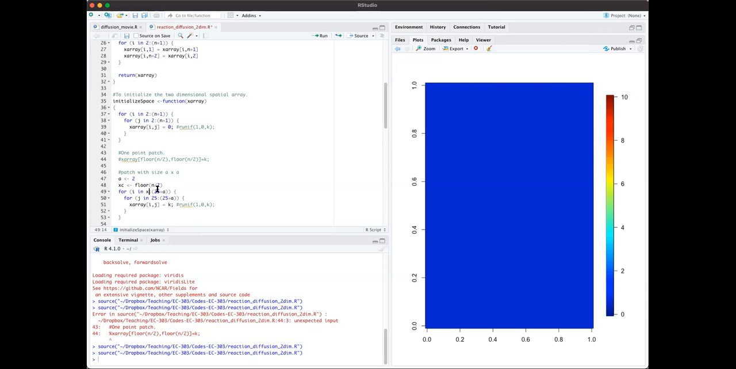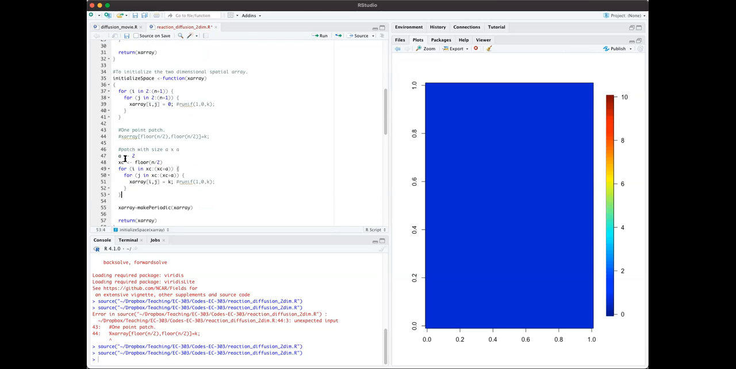So around XC, we place a patch of size A. Okay, so that's what this part of the code does. And A could be any number. Of course, it should not be more than the system size. Let's say A is equal to 1.